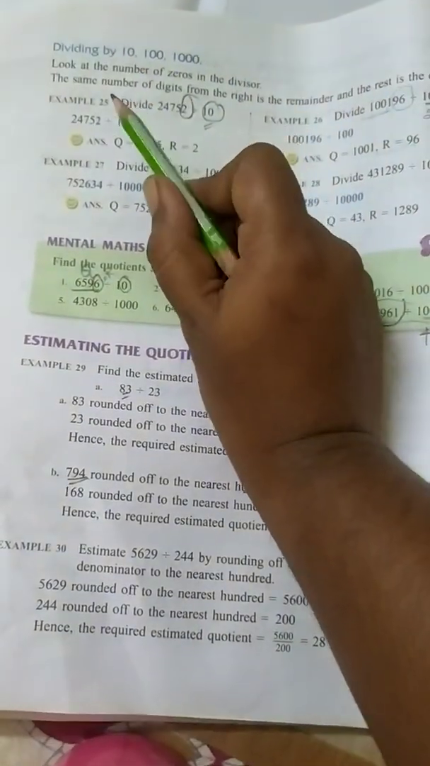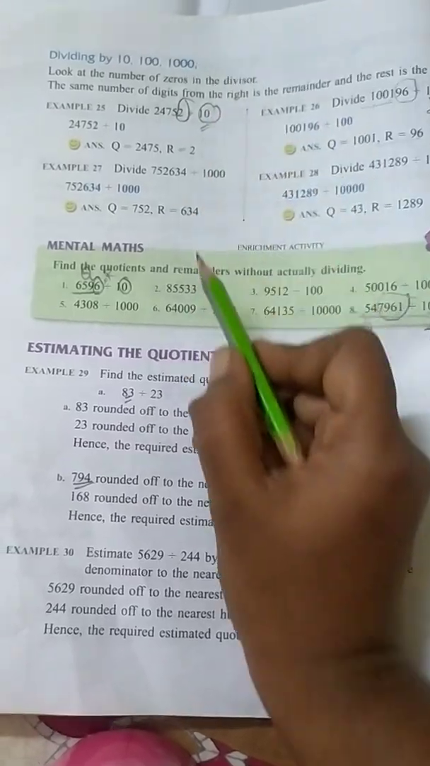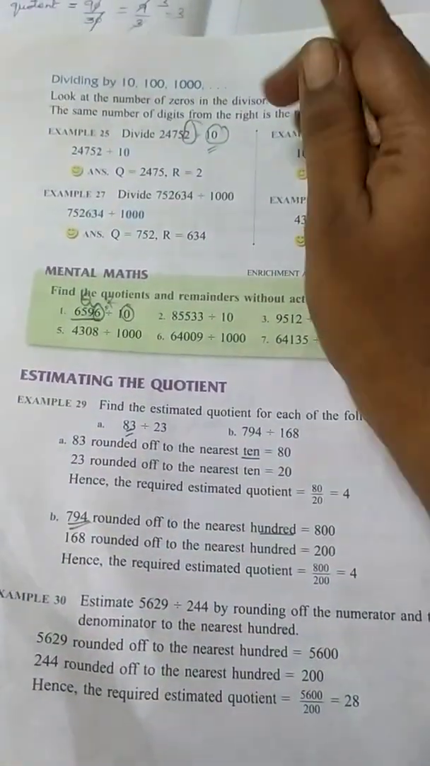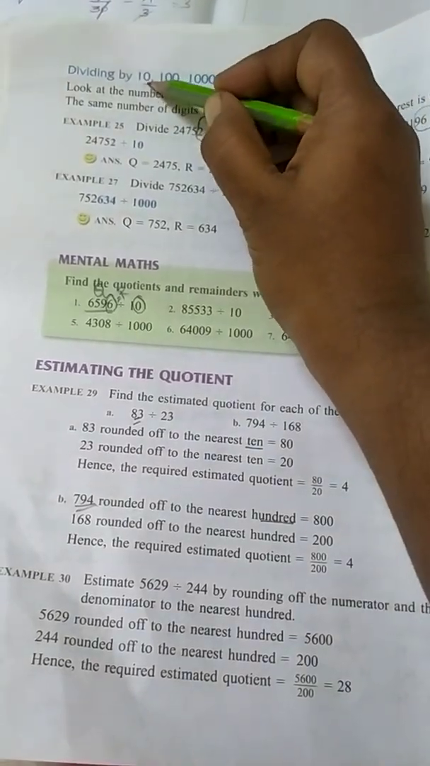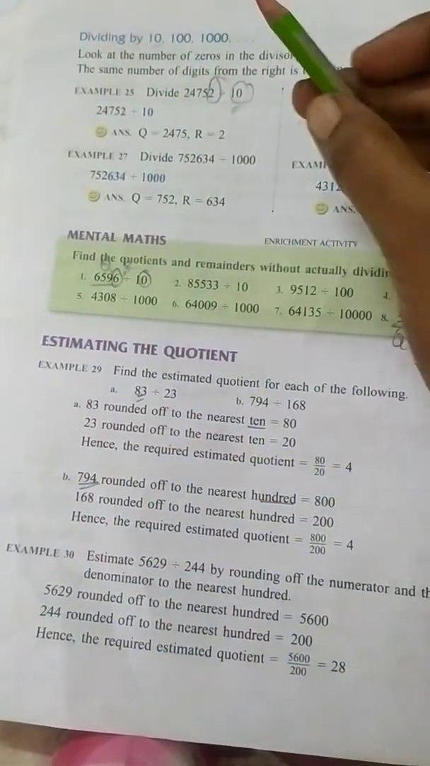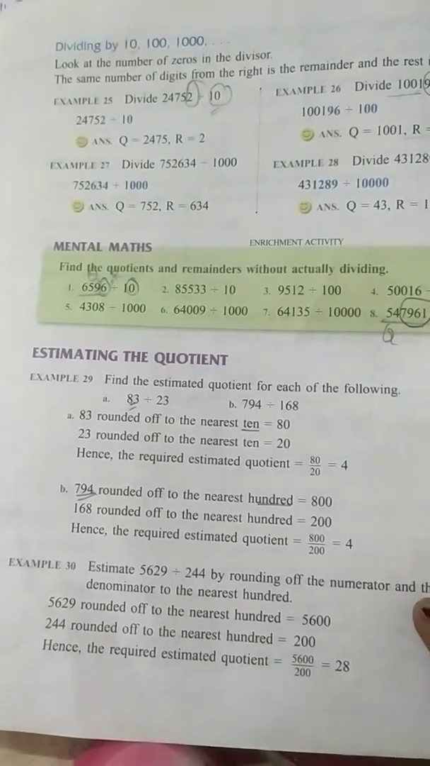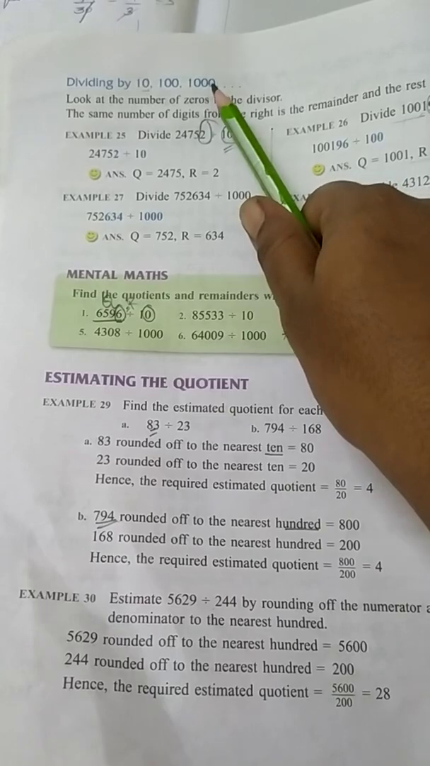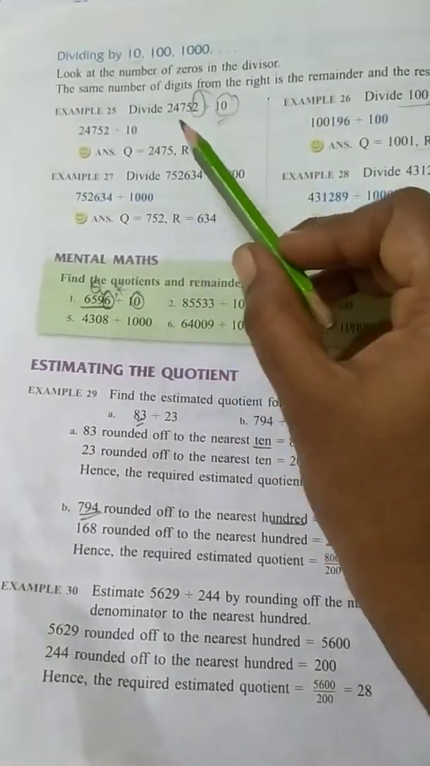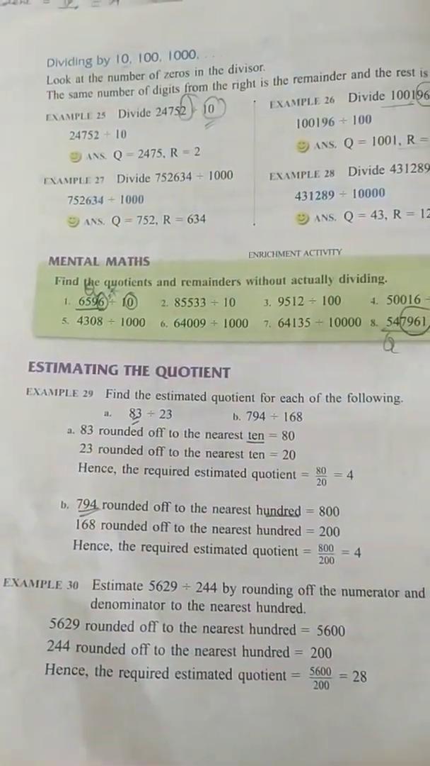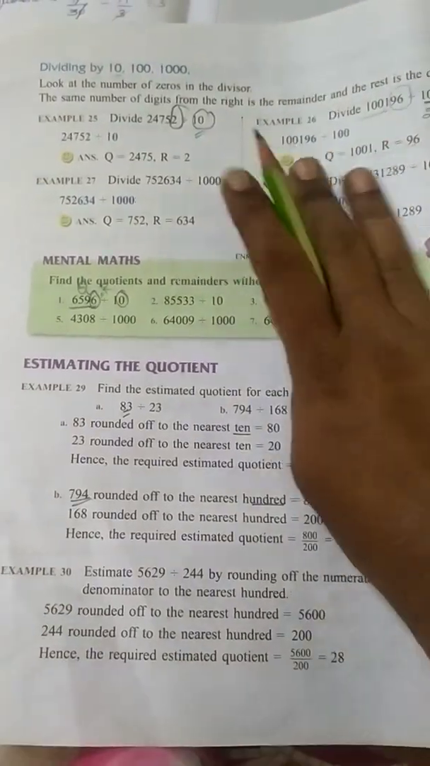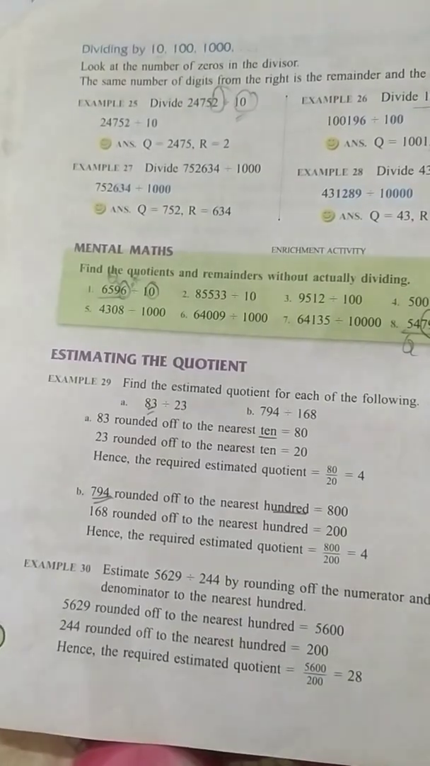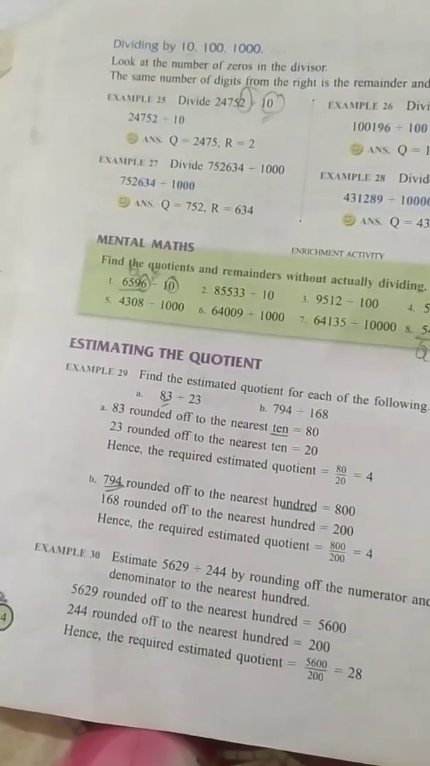So what is the shortcut? Look at the number of zeros in the divisor. First you have to look at the number of zeros in the divisor. Suppose 10 is the divisor, then how many zeros do you have? 1 zero. 100 is the divisor, then how many zeros do you have? 2 zeros. 1000 is the divisor, means you have 3 zeros. The same number of digits from the right is the remainder and the rest is the quotient. So that many numbers from the right side you will be taking as the remainder.